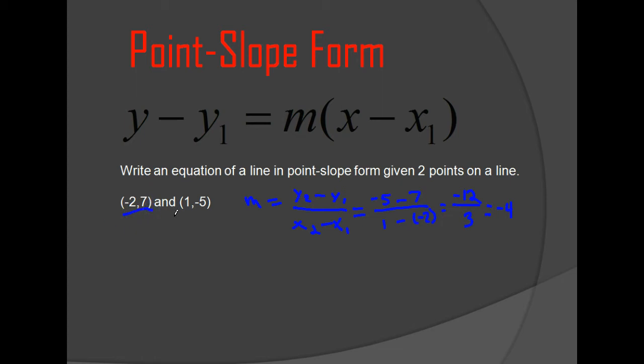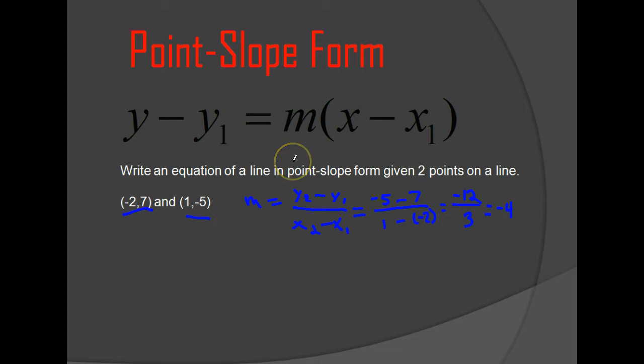I have this negative 2, 7, and 1, negative 5. I only need to use one of them. Well, the interesting thing about point-slope form is it doesn't matter which one I use. I'll still have the correct answer. So I'm going to use this one first. So I'm going to use my point-slope form up here.